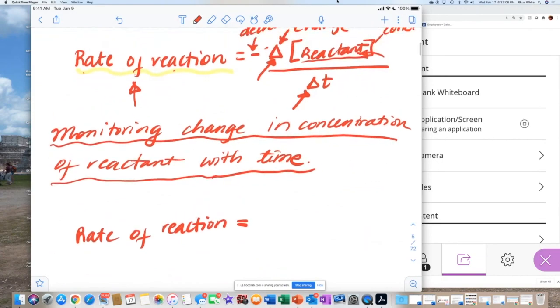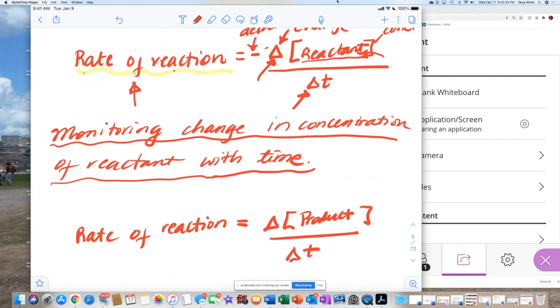So focus again. Once I change the product, I have to look at the rate. My rate is equal to the change in concentration of the product over the change in time. So as time changes, how does the concentration of my product respond to that change in time?